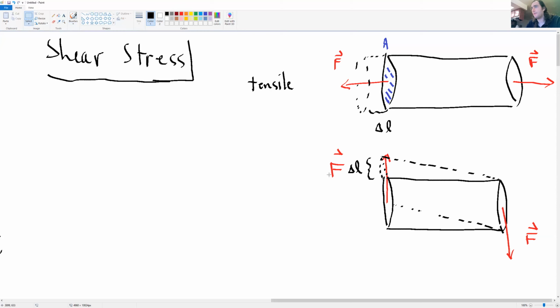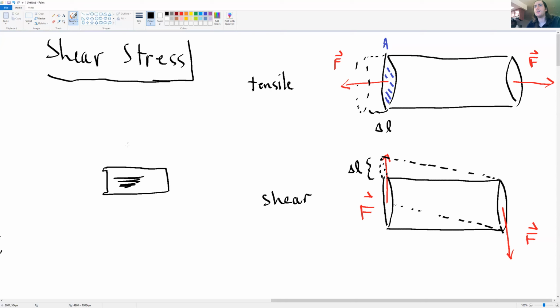Let me go ahead and move that force. This is not a product of the force and delta L, but that's just the amount of elongation there. And if we have that, we call this shear stress, where the force is in the plane of the area. The book gives a nice little example here. So speaking of books, if you have a book like this, and you have all these pages in here.